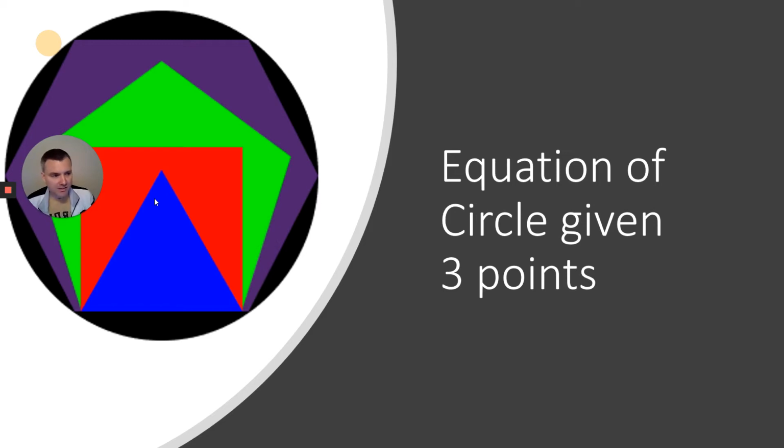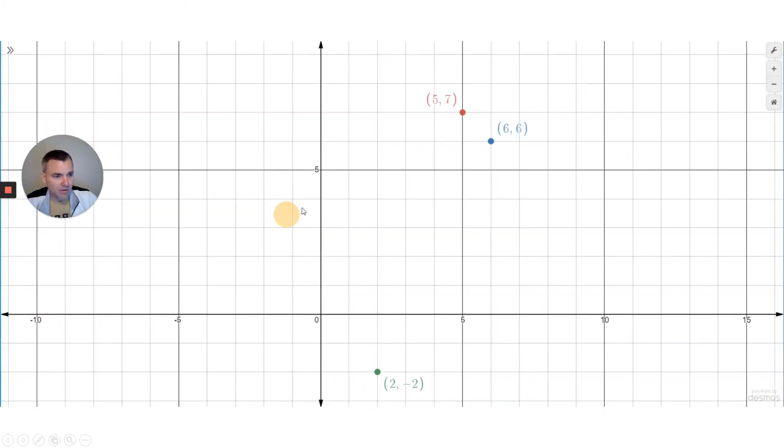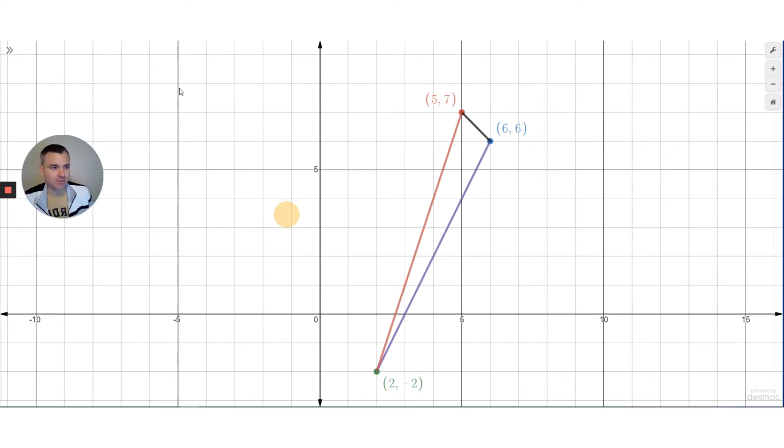Okay, now let's discuss how to find the equation of a circle given 3 points. In our example, we have a circle with coordinates (5, 7), (6, 6), and (2, -2) for 3 of its points. Well, if we look at those 3 points, we can form a triangle out of them.